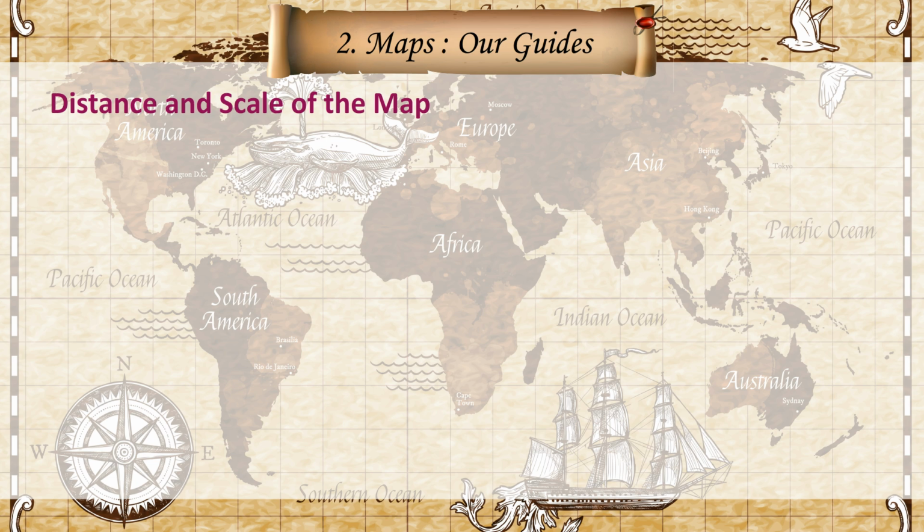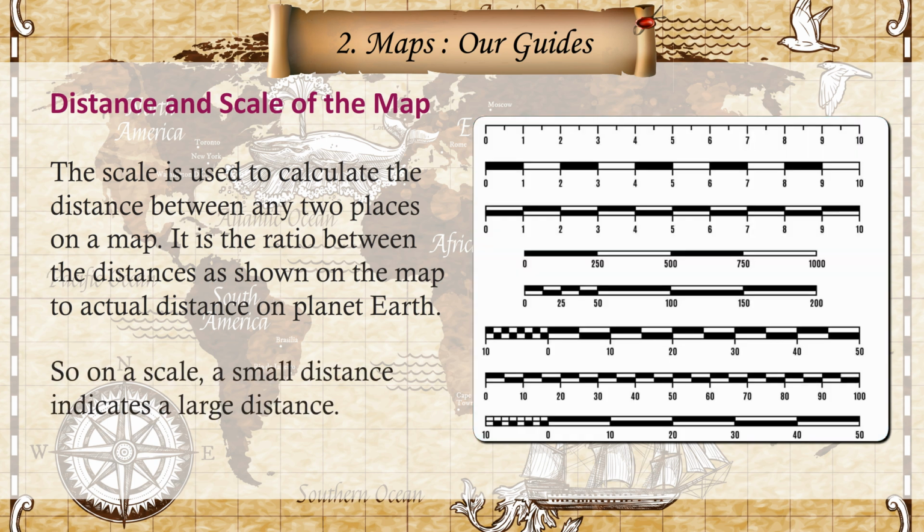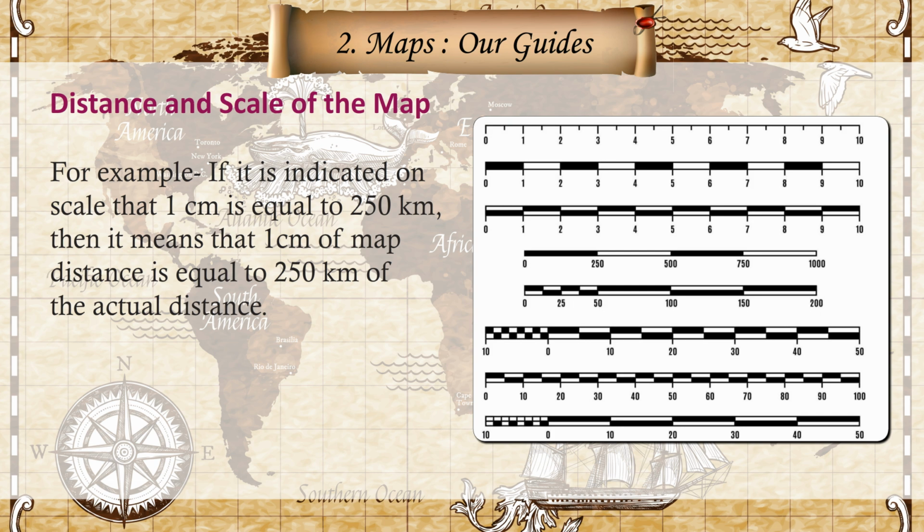Distance and scale of the map. The scale is used to calculate the distance between any two places on a map. It is the ratio between the distances as shown on the map to the actual distance on planet Earth. So on a scale, a small distance indicates a large distance. For example, if it is indicated on the scale that 1 centimeter is equal to 250 kilometers, then it means that 1 centimeter of map distance is equal to 250 kilometers of the actual distance.